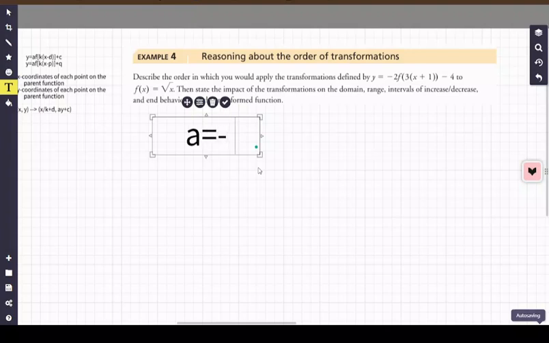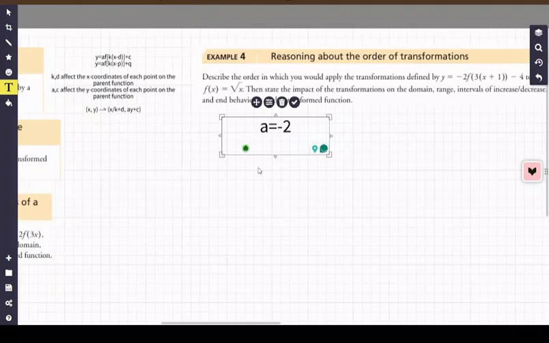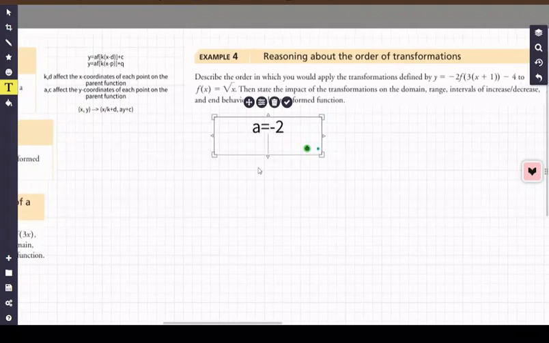So a equals -2, and then what other variables do we use? k equals 3, d equals -1, because remember we are doing x minus d, but now it's x plus 1. So x minus what will give you plus 1? x minus -1 will give you plus 1. And then c equals -4.